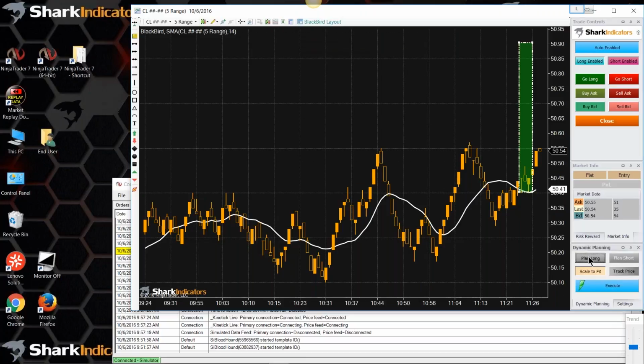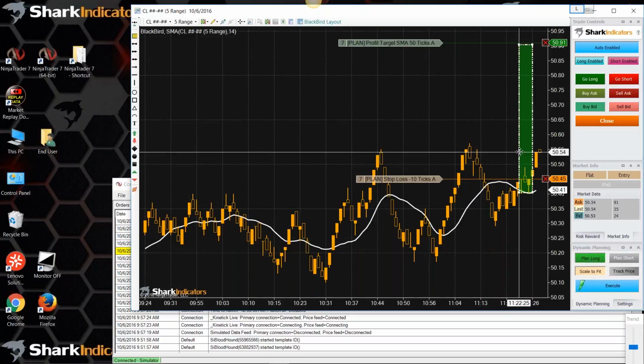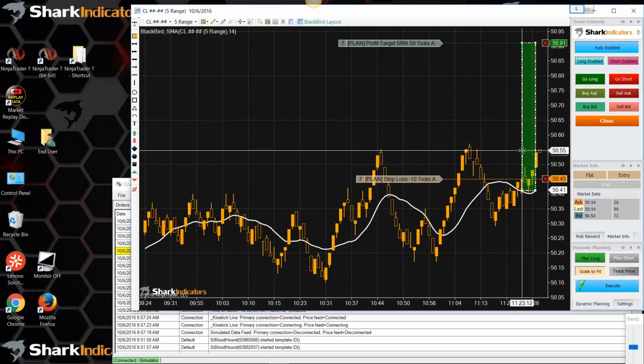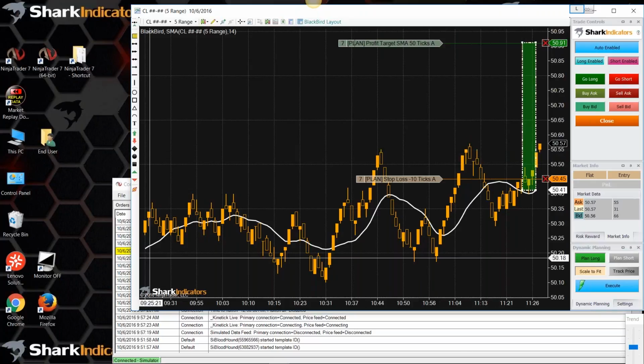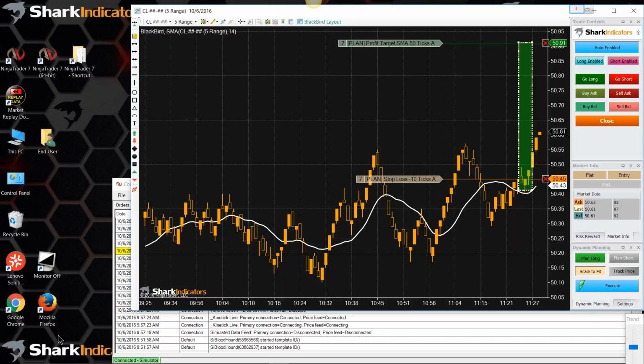Let's get back to dynamic planning, and let's move our rectangle over. There we go. Okay. So, all right, that's for the initial placement. All right. So also RJ would like to see the profit target recalculated on each bar. All right.